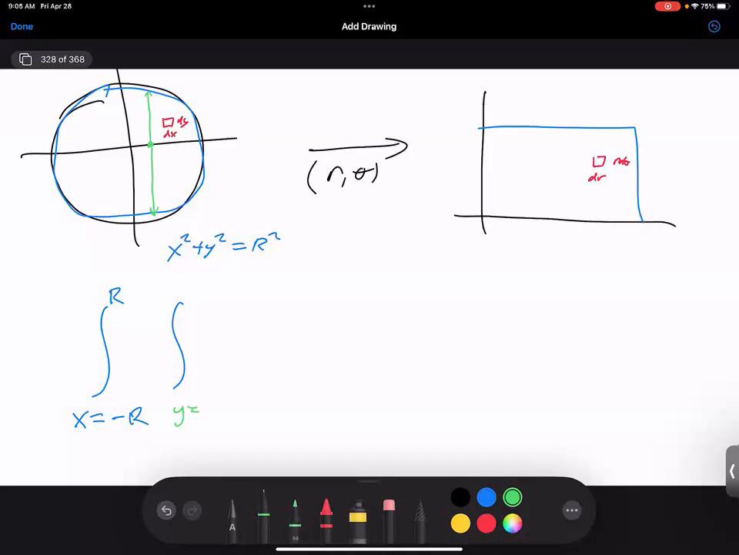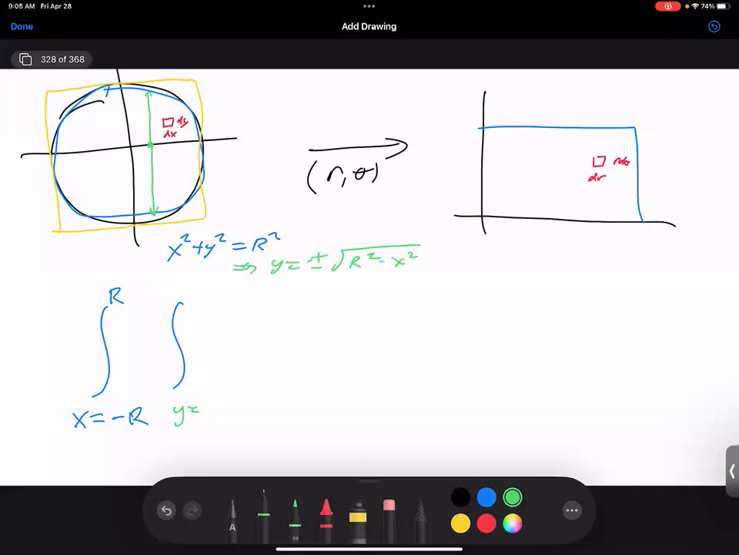Well, if it was negative r, then I would be integrating over a square. I'd be going all the way down. So this lives inside a square. But you can see for a fixed value of x, I don't go all the way down to the bottom. I stop a little bit. We know x squared plus y squared equals r squared. So from this, we get y is plus or minus the square root of r squared minus x squared.